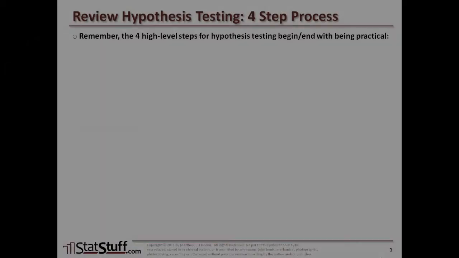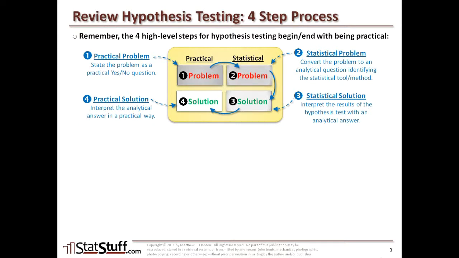Okay, now let's review again the various steps that we follow when doing hypothesis testing. On a high level, the steps begin with a four-step process, which starts with a practical problem. We're stating the problem as a yes or no question, and then we want to convert that problem into a statistical problem. That's going to help us to figure out which is the right statistical tool or method we're going to use to help figure out how we're going to do the analysis. And then we apply that statistical tool or concept on it, and then we interpret the results from that and come up with some analytical answer. And then from that, we would interpret the analytical answer into some practical solution or some practical way of applying that so it makes sense to us.